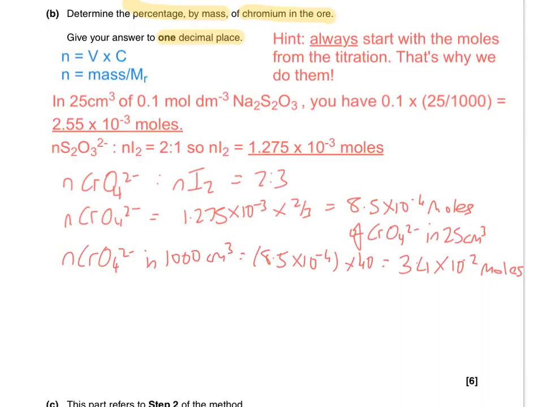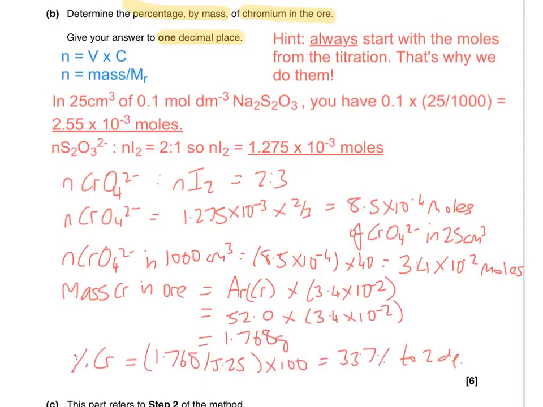So what we need to do now is try and work out the mass of the chromium in the ore. We do that by the Mr, or the Ar in this case, times the number of moles. So that allows us to then go on and work out the percentage of chromium by mass in the 5.25 gram sample. So we're almost at the very end now. So let's pause and then just bring this page up a little bit and do the last part.